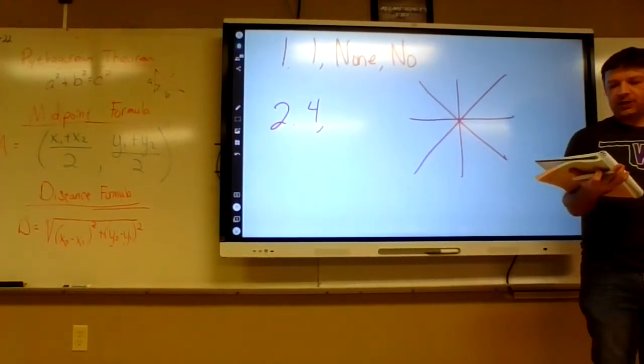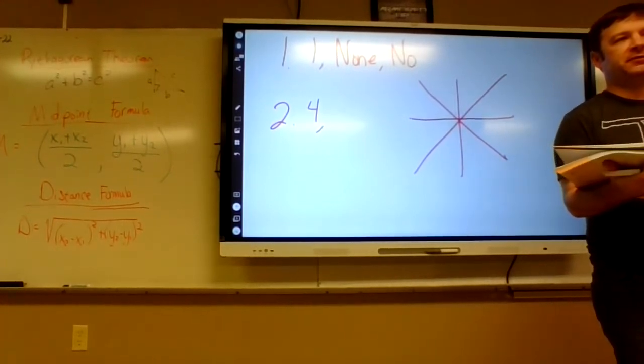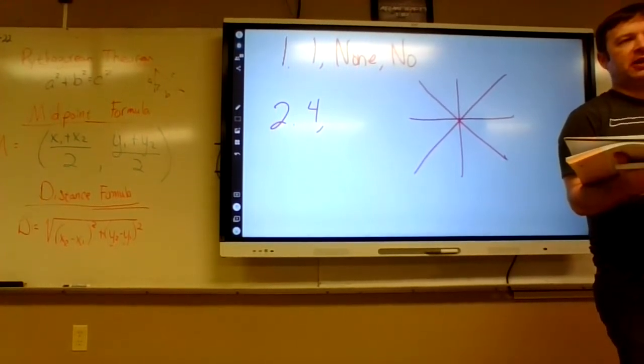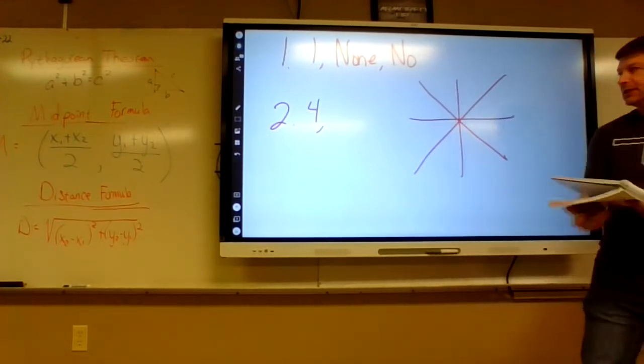Okay, how many degrees do you have to turn it before it looks like itself again? 45. Okay, 90. You have to turn it 1/4 of a turn, right? What's 1/4 of 360? 90 degrees.